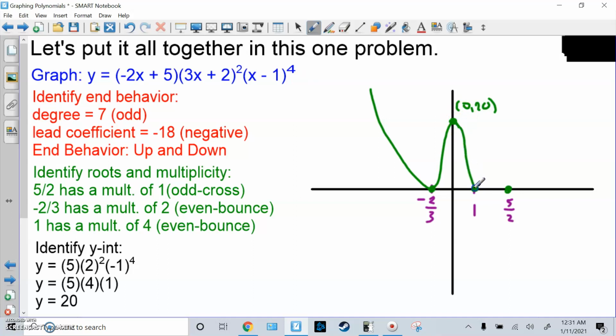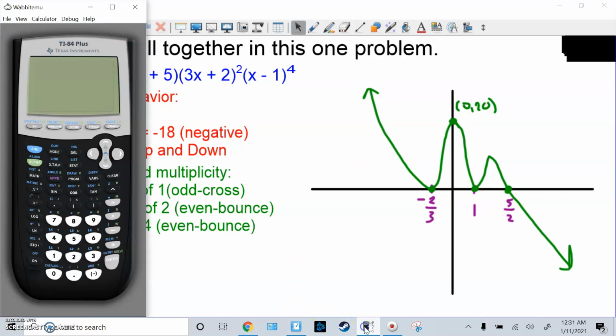We're hitting 1. At 1, the multiplicity is 4, so it's going to bounce again, so it's going to go up again. I don't know how high. And then we have to start going downwards back to 5 over 2. It's multiplicity of 1. That's odd. I have to cross over. So it goes down here. So here's my guess of a sketch, and it's pretty close. Notice this is odd end behavior. It is up, down, so that's good.